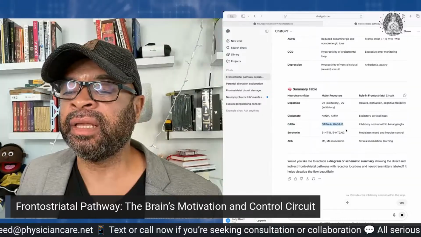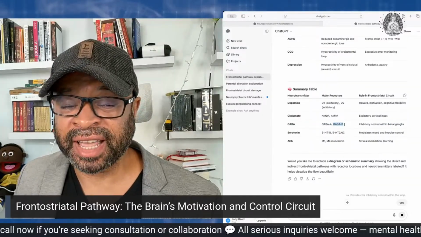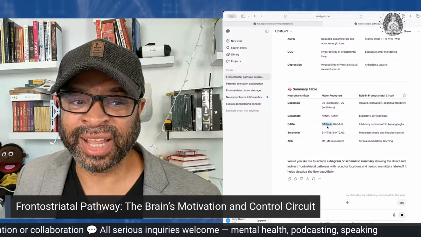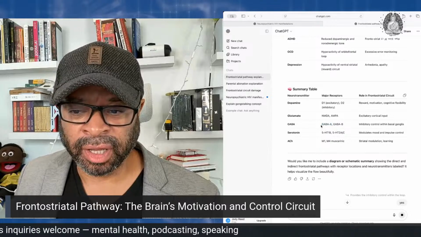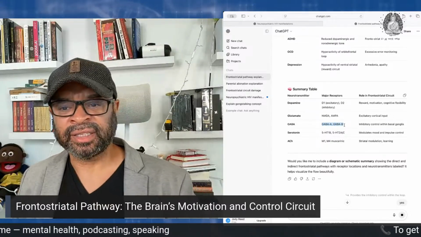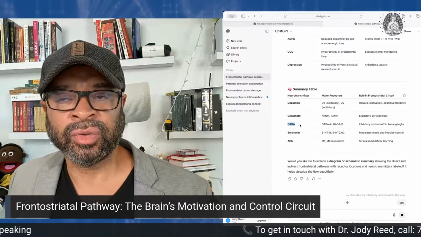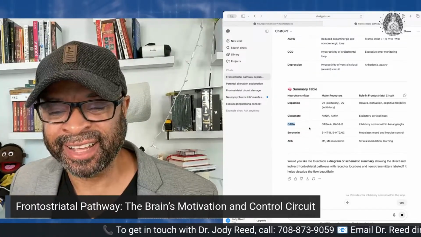GABA A, GABA B, inhibitory control, and I believe GABA B is the site of alcohol, right? And I think GABA A is the site of benzodiazepines. I think one of the two. Make sure y'all get that right. And so alcohol and benzodiazepines like Xanax and all that are simply activating GABA, which is going to exert inhibitory tone. Why? Because there's too much glutamate, right? Too much glutamate.